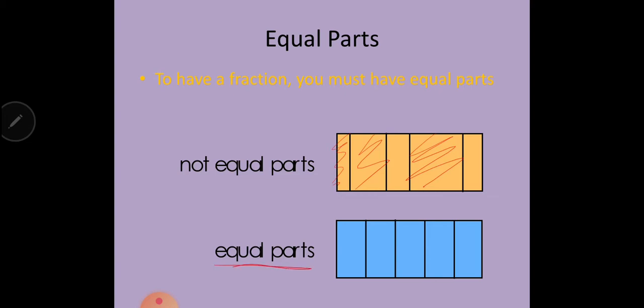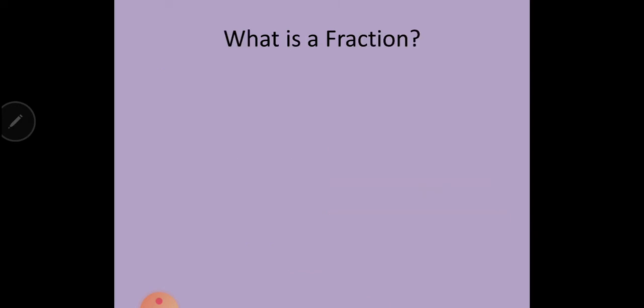I have a fraction only when I have equal parts. So I call it a fraction because I have equal parts, and you can see I'm cutting one whole. Okay, how many pieces did I cut? Let's count them. 1, 2, 3, 4, 5. So I cut it into 5 equal pieces.